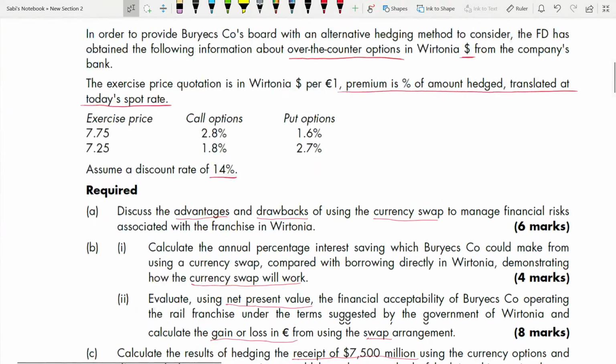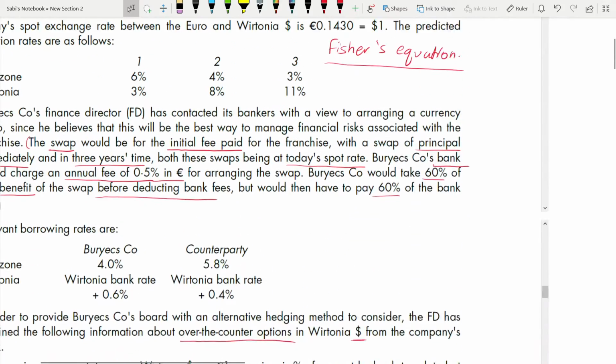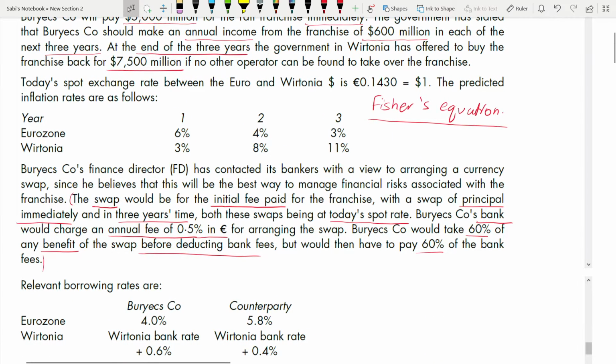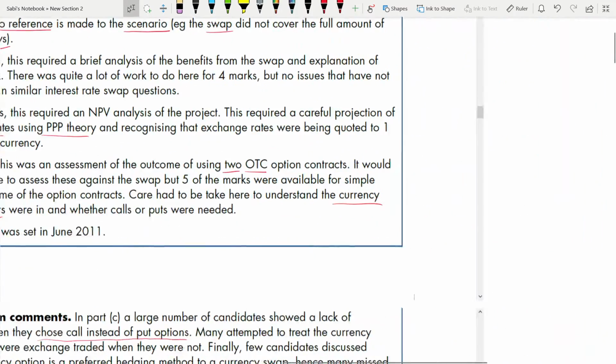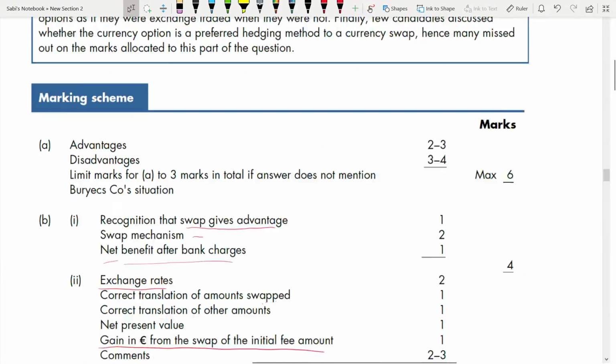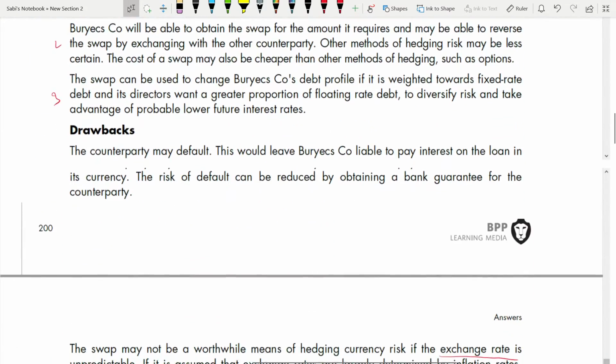You have been given the inflation rates of the three years in Vertonia. It is first year 3%, second year 8%, third year 11%. Where is the stability? It kept increasing, increasing, increasing, which is not good for the economy. Inflation rate rising is not good. It's not stable.